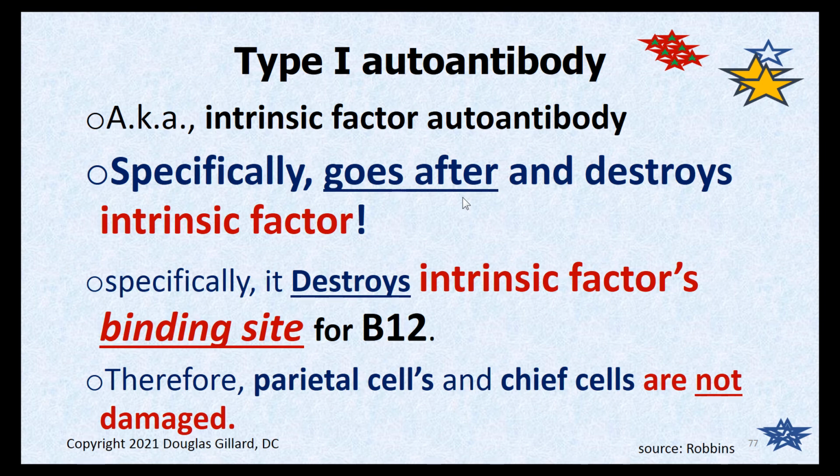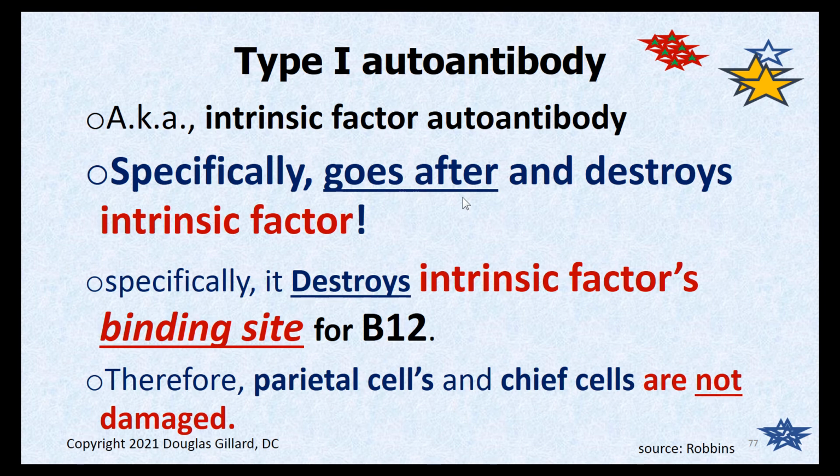Let's go through the big, according to Robbins, the big antibodies that you have to know. There's type 1 autoantibody. This is an attack against intrinsic factor itself, right? So intrinsic factor is made, released into the stomach, and the body sees it and attacks it. So this is not an attack against parietal cells or against fundic glands. Got it? So you're not going to have a damaged stomach. Your hydrochloric acid levels will be normal.